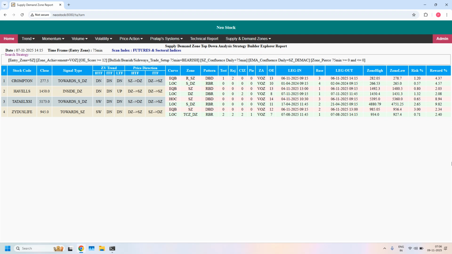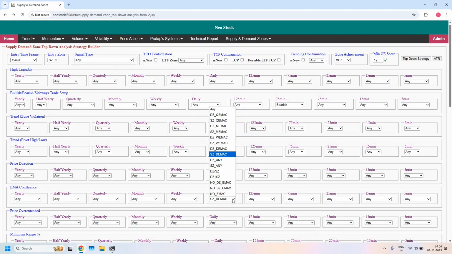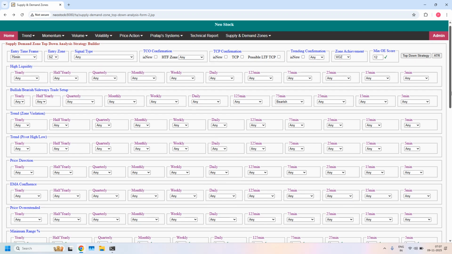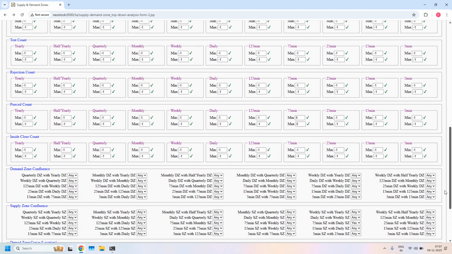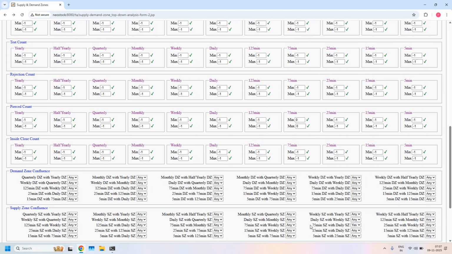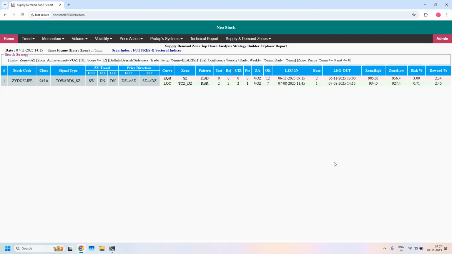Okay, next let's apply the second strategy, identify high probability zones. So I'm removing the ITF EMA filter. In the second strategy, first step, we should set 3 supply zone confluence filters, that is 75 minutes and daily, 75 minutes and weekly, daily and weekly supply zone confluence. With all the 3 filters, we got only 1 stock.